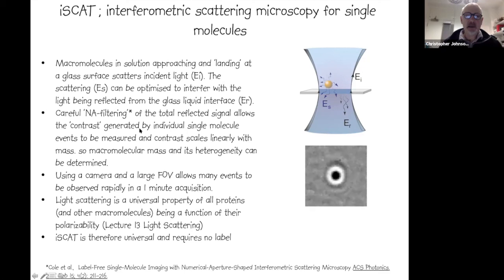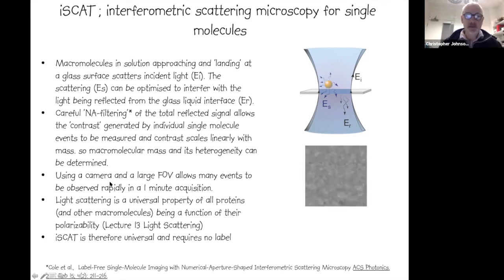And this allows the contrast that's generated by the interference between the scattered light and the reflected light to be measured. And this contrast that you can see here that arises as the molecule lands on the surface will scale linearly with mass. So we can measure macromolecular mass. And by looking at this property over very many landing events, we can look at the heterogeneity of this mass within a population.